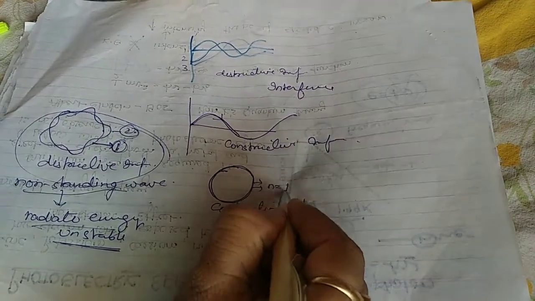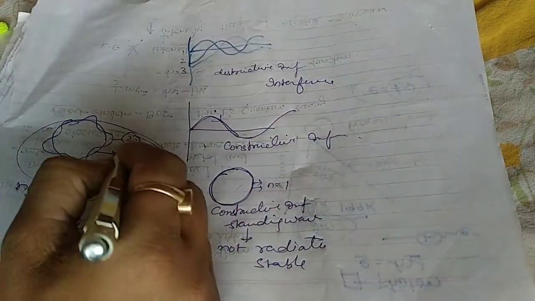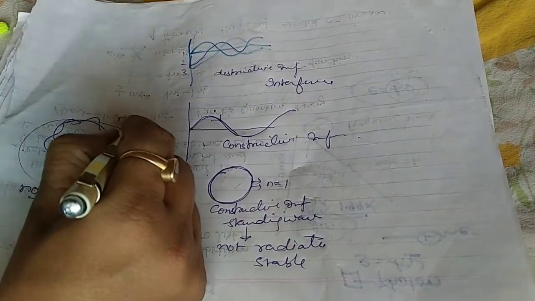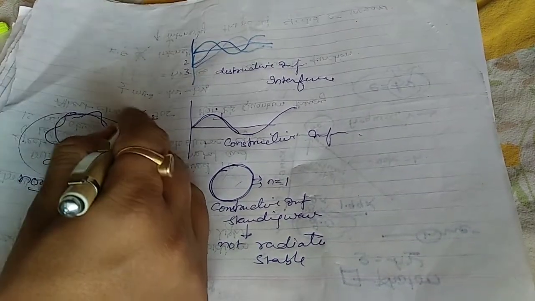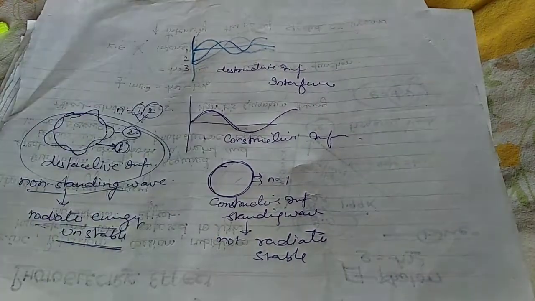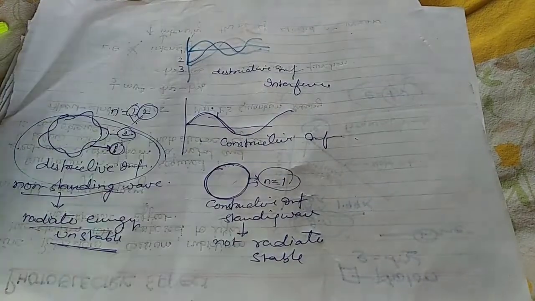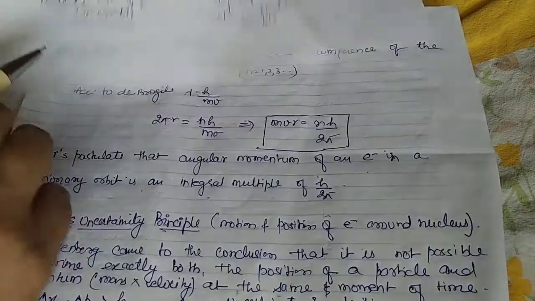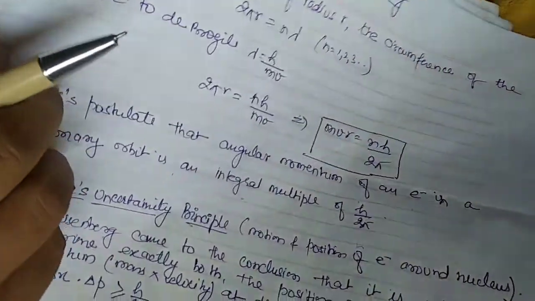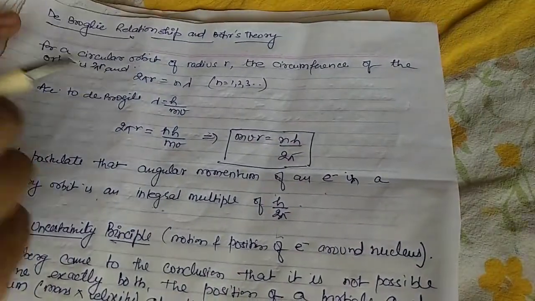In this, the value of n is 1 for both of them. In this, the value of n is 1, 2, means different. So this results in destructive interference and this will result in constructive interference. The same thing is given by the de Broglie relationship and Bohr's theory.